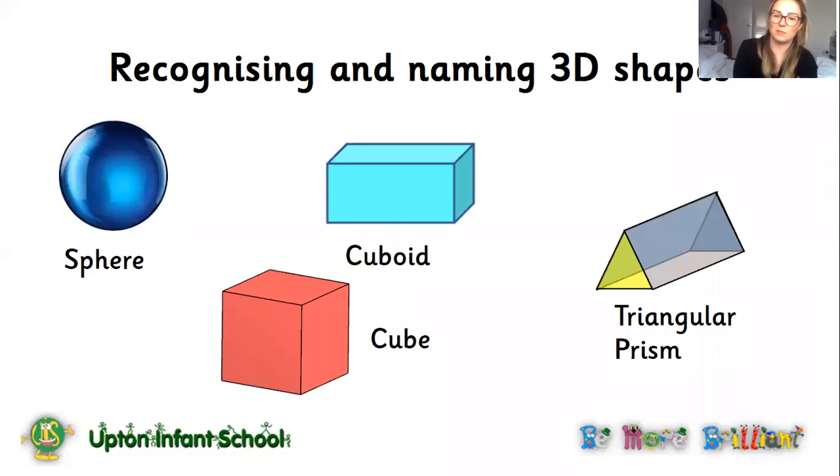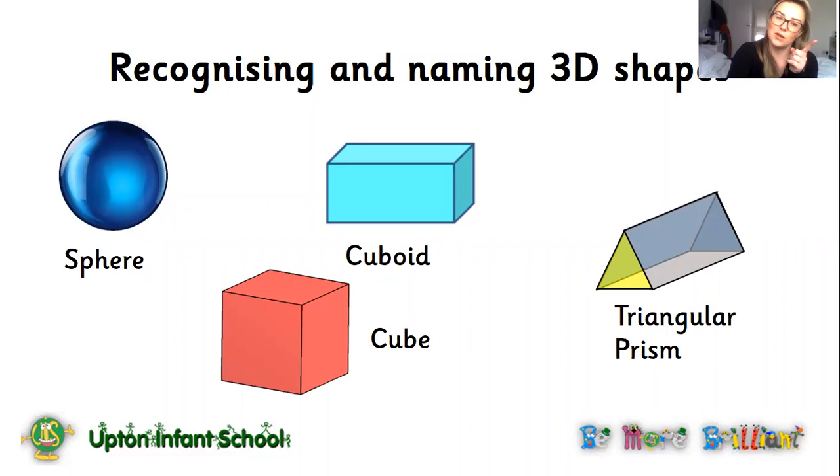Now this week in Maths we have been focusing on our 3D shapes, which are the fat shapes rather than the flat shapes. Last week we had a really good look at those 2D shapes like squares and circles, and now we're looking at our 3D shapes, our three-dimensional shapes. On my screen I've got lots of different 3D shapes for us to have a look at, and I'm just going to name them all for you.